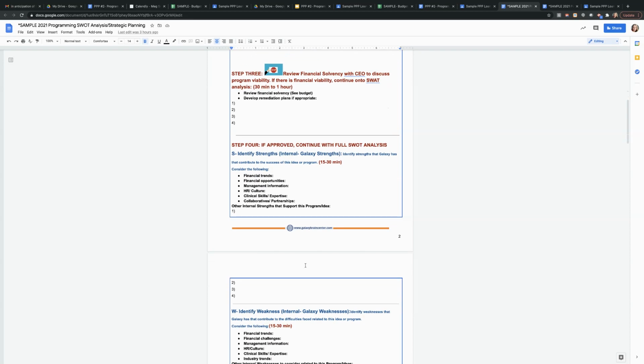So you'll take about 15 to 30 minutes to look at, based on that program, what are some financial trends? So what are strengths? What are some Galaxy internal strengths? So the strengths section is looking at our Galaxy as it is internally. What are some of our strengths with financial trends?